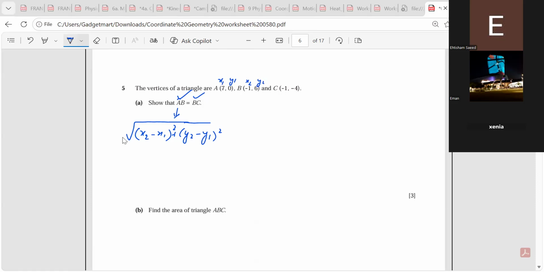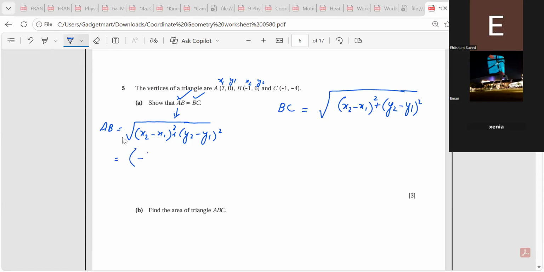अब अगर पहले values पुट करेंगे, फिर सेकंड केस फॉर बी सी, again you will be using the same formula, that will be equal to square root of (x2 minus x1) squared plus (y2 minus y1) squared. जी बेटे, समझ आ रहा है जीनिया और ईमान? जी सर. Iman, are you getting it? Yes, sir. Okay.